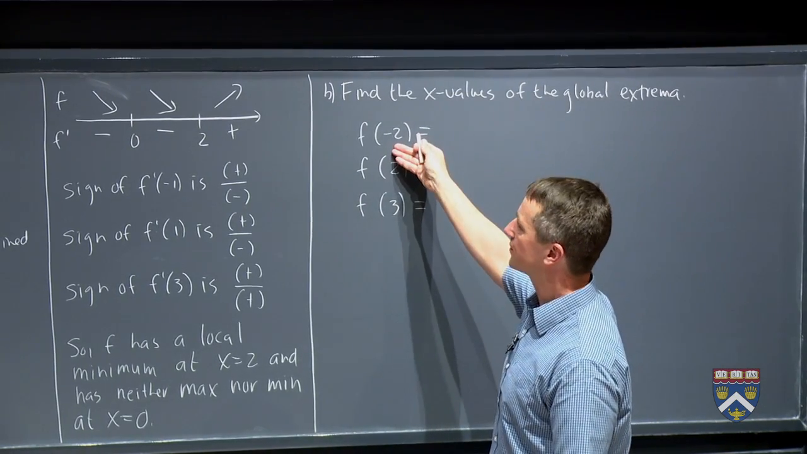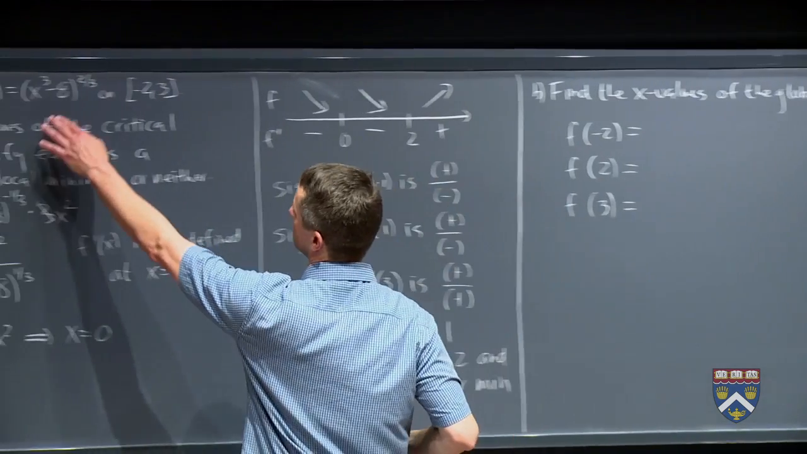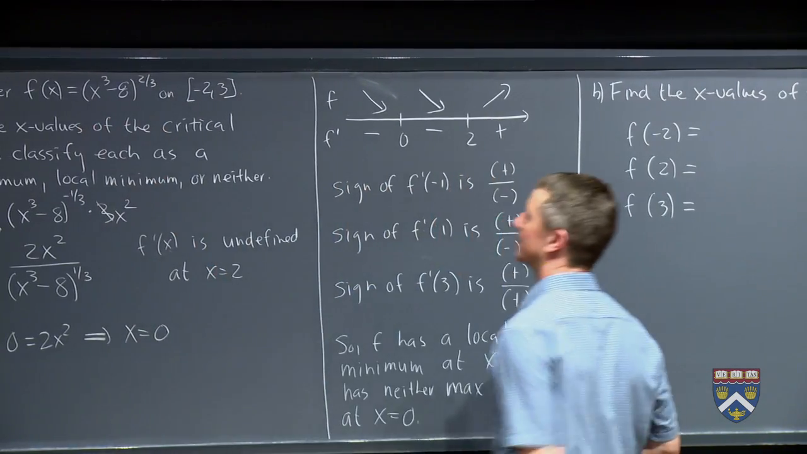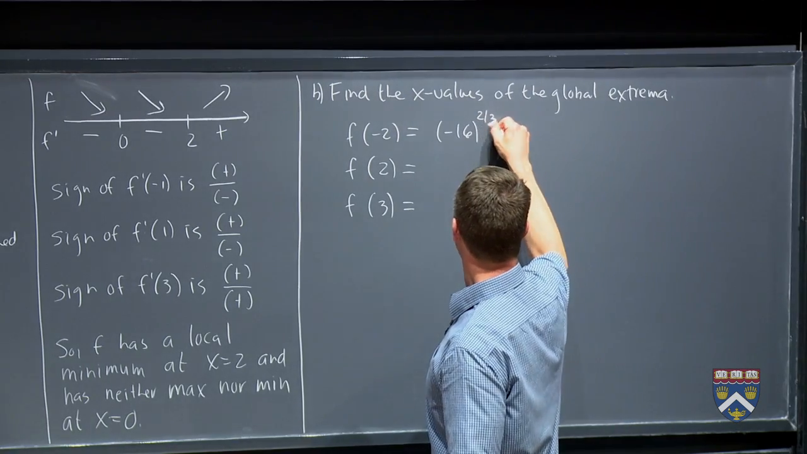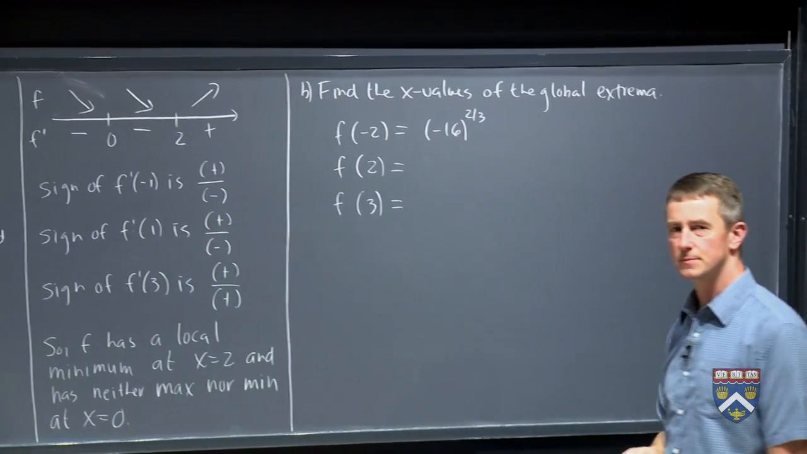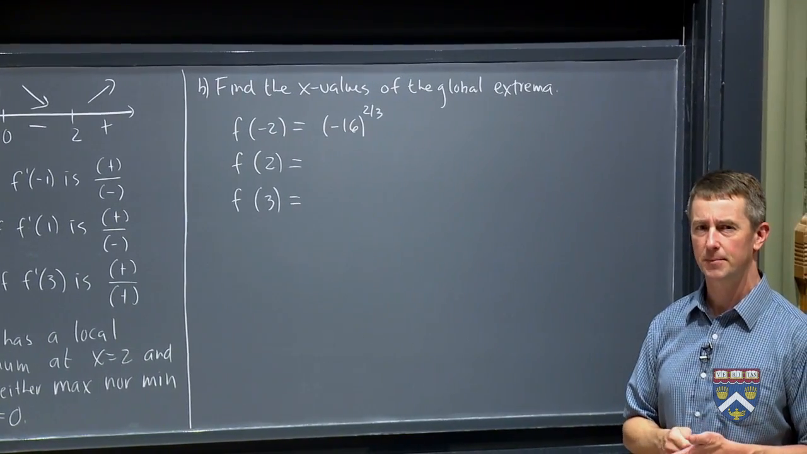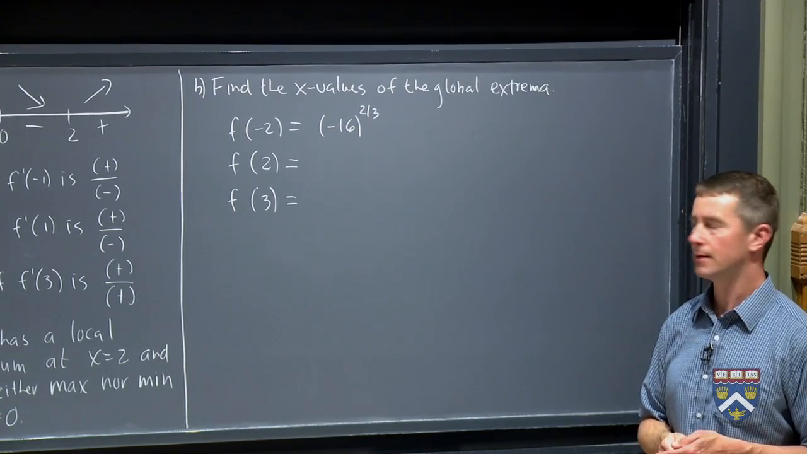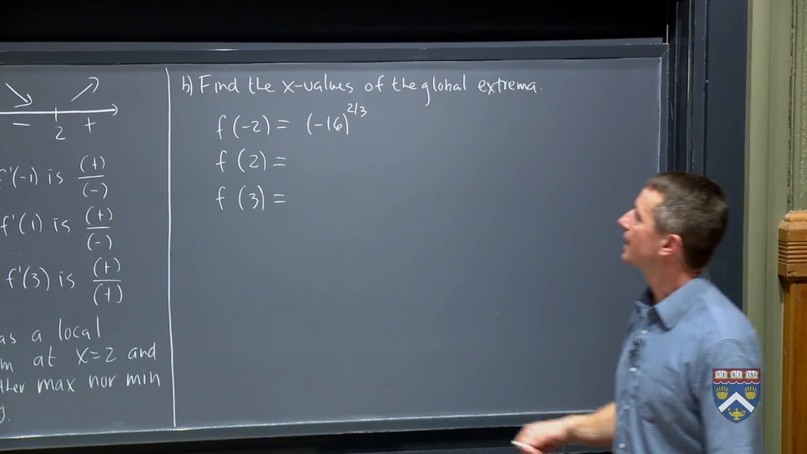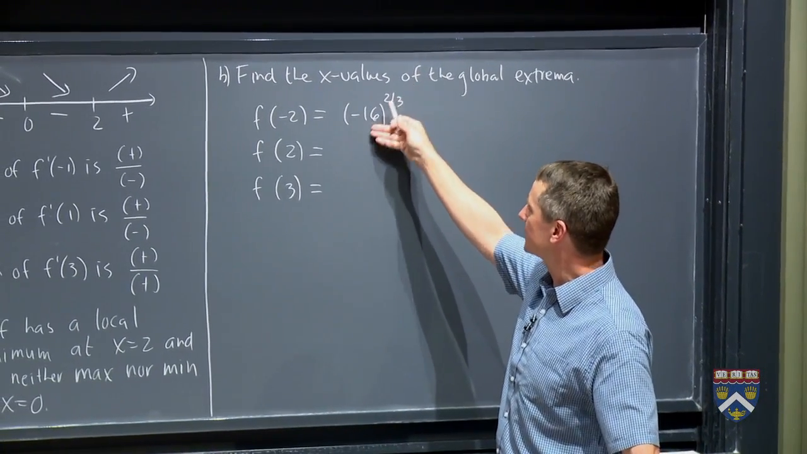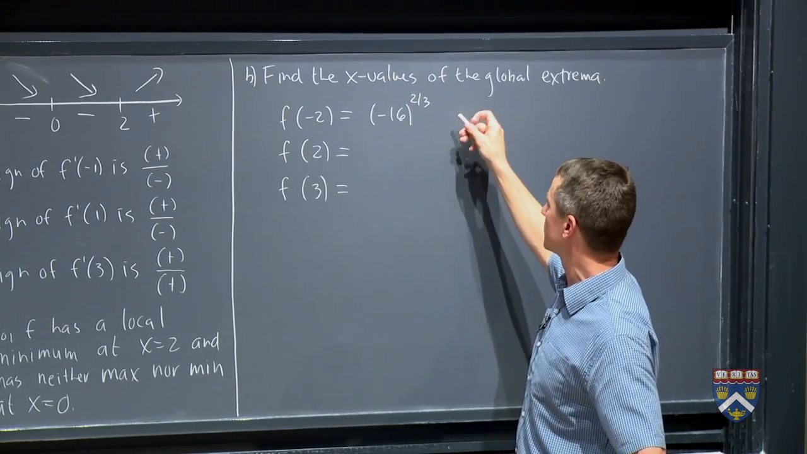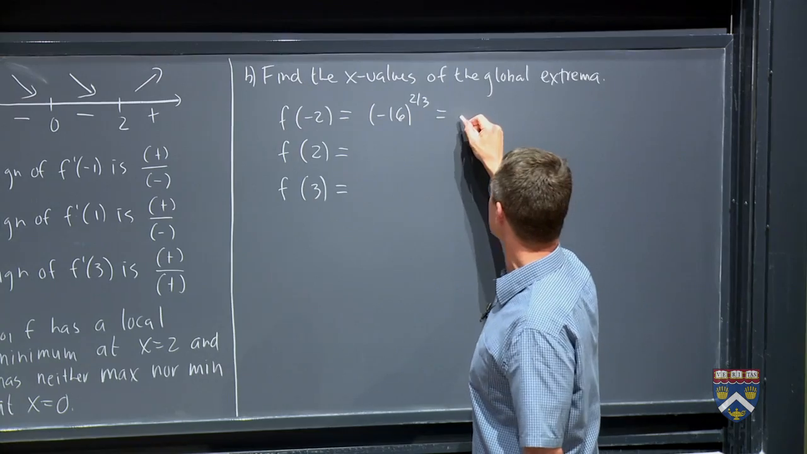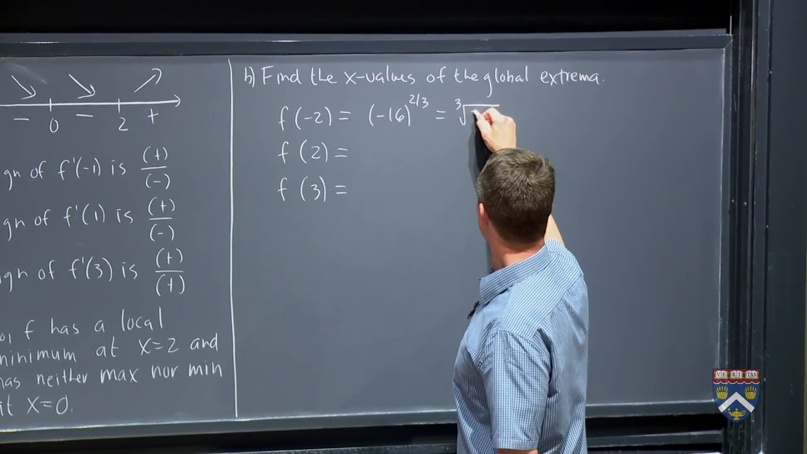So if I plug in negative 2, negative 2 cubed minus 8, that's negative 16. Negative 16 to the 2/3 power. Are we allowed to take the 2/3 power of a negative number? What do you think? We are, because this is like saying negative 16 squared, which is 256, and then taking the cube root of that. So this is the cube root of 256.